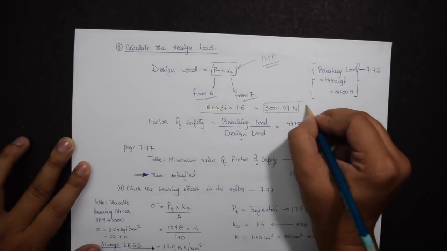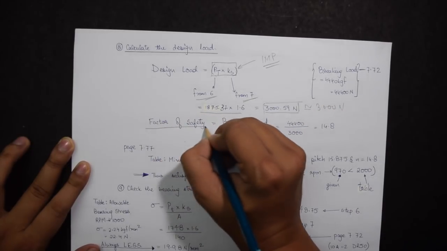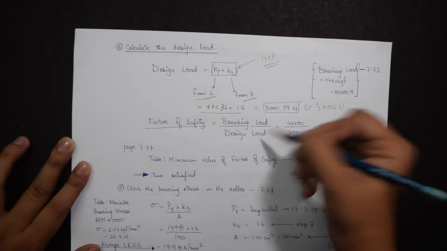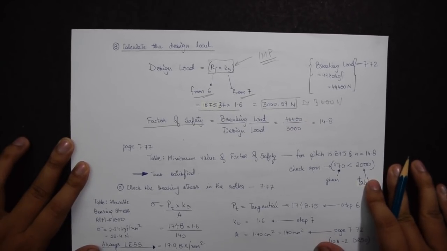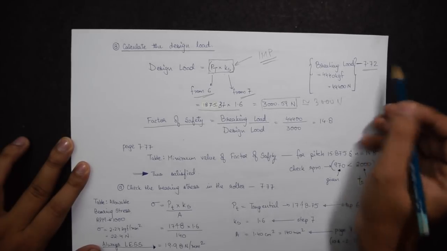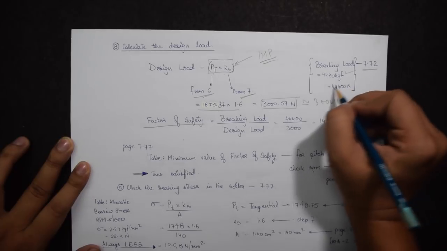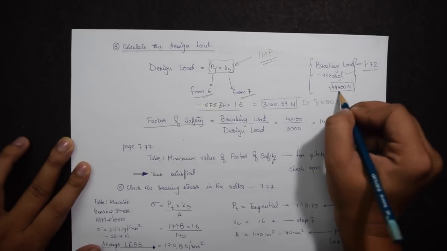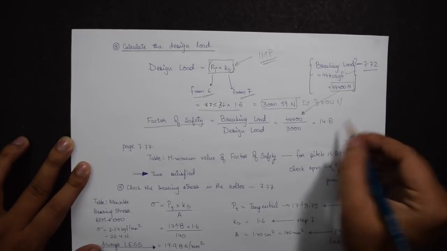As we all know, we have to include factor of safety in everything. So factor of safety is braking load upon design load. Where do we get braking load from? Page 7.72, the big table. So 4440 kgf can be converted into 44,400 newtons. Therefore, factor of safety comes out to be 14.8 over here.